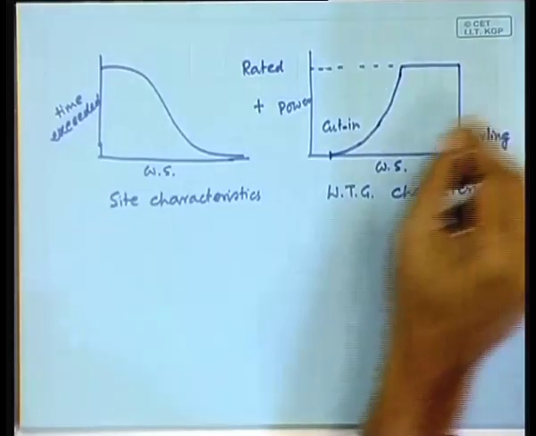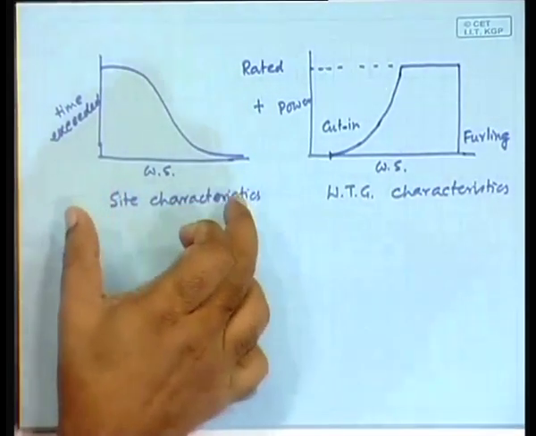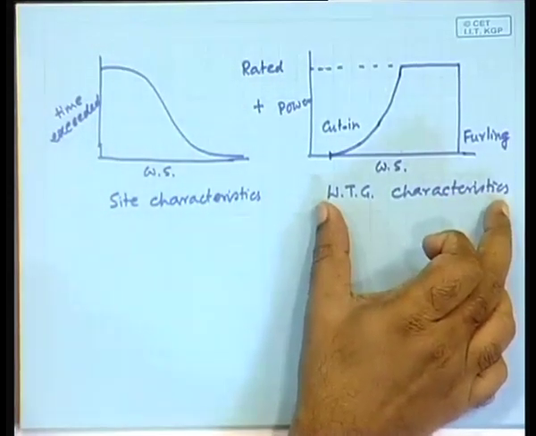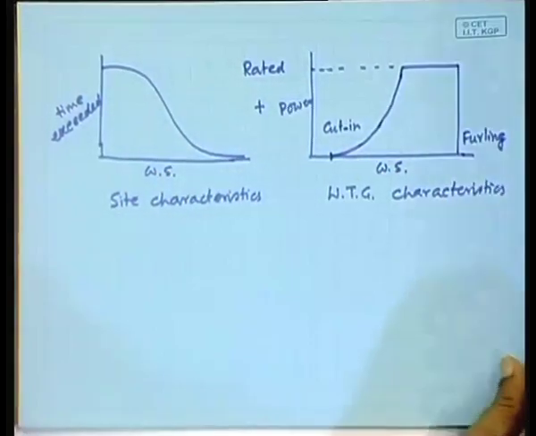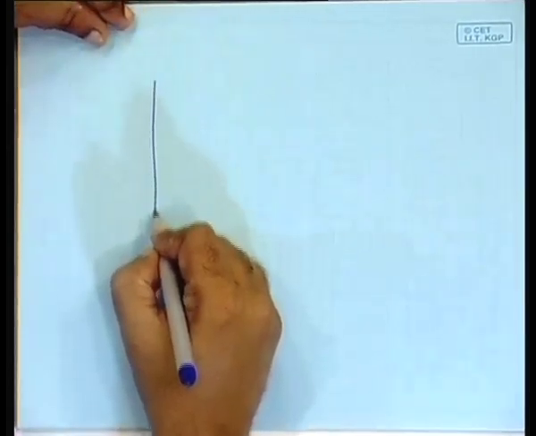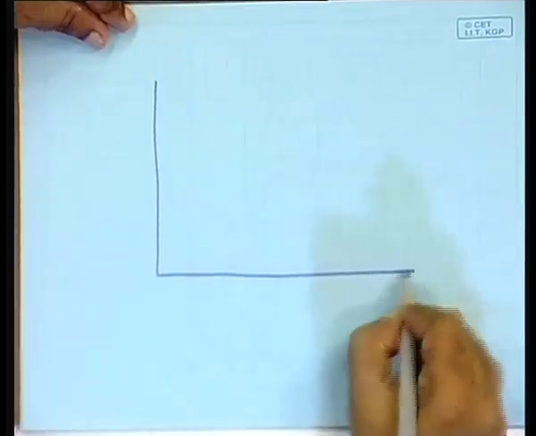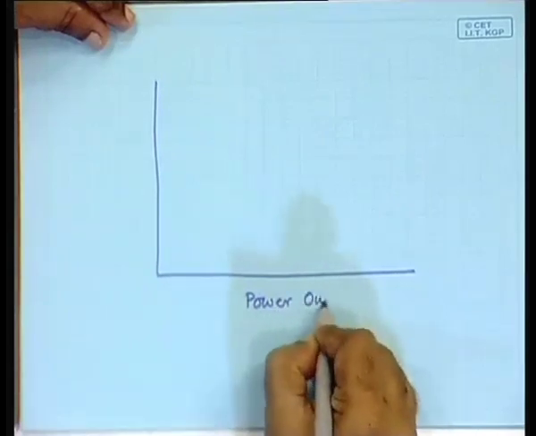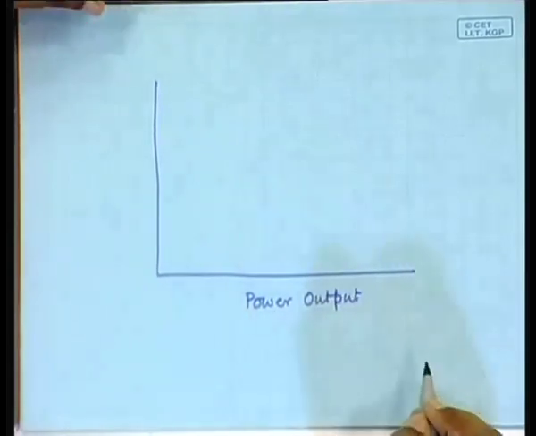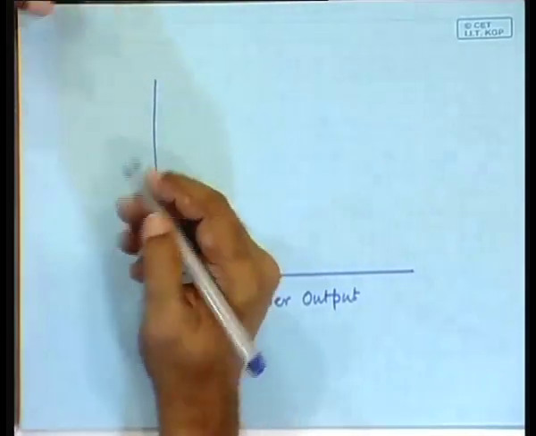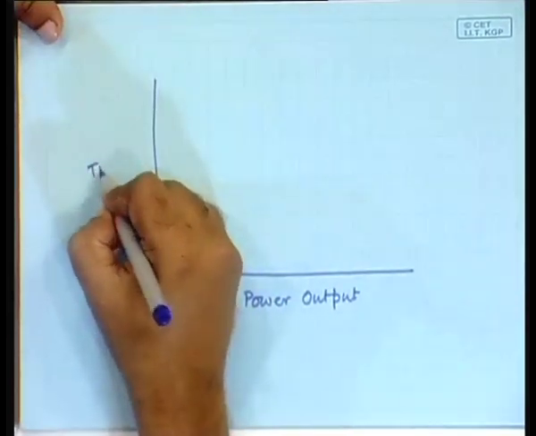So, we have this characteristic representing the site and this characteristic representing the generator. These two have to be matched, and that we said has to be done by obtaining the power duration characteristic, which would be where you draw the power output here and in the y axis you should draw, what would be the y axis? Again, time exceeded.